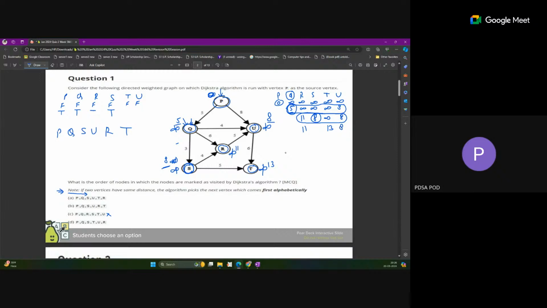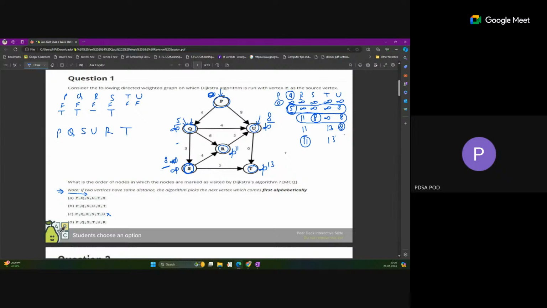Now these 3 are remaining: R, T, U. Out of these, which has the minimum? U is the smallest, so U will be selected next. Then we will update the distance. U to T is 8 plus 6, 14, which is again greater, so no update is happening. We are now left with 11 and 13. Which one is the smallest? 11, R. So R will be selected next.